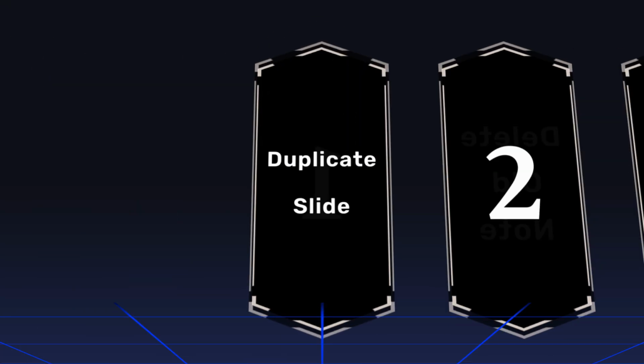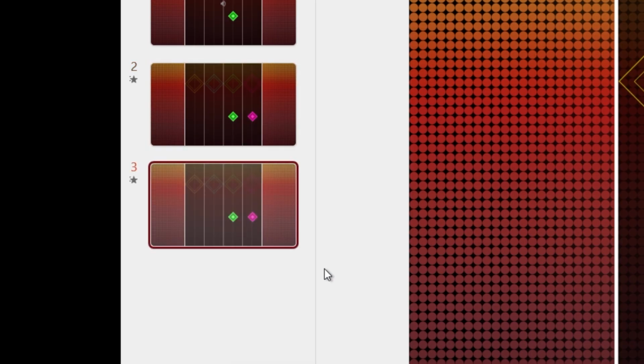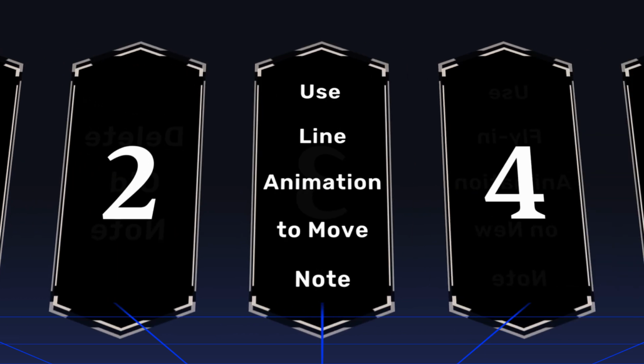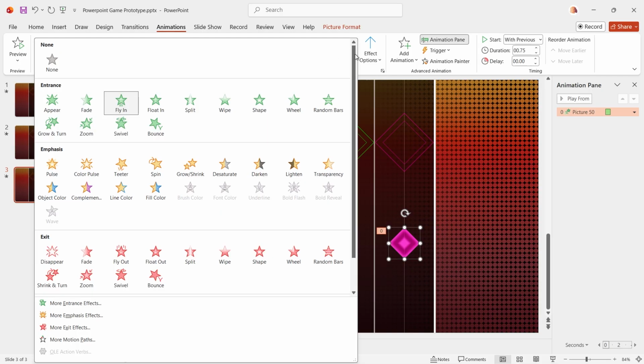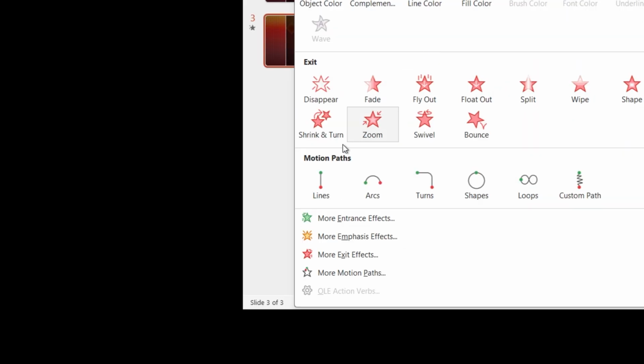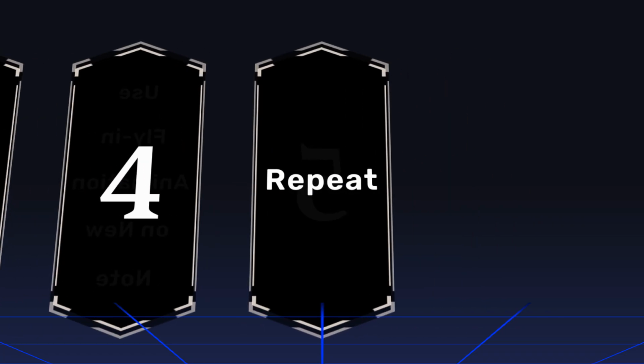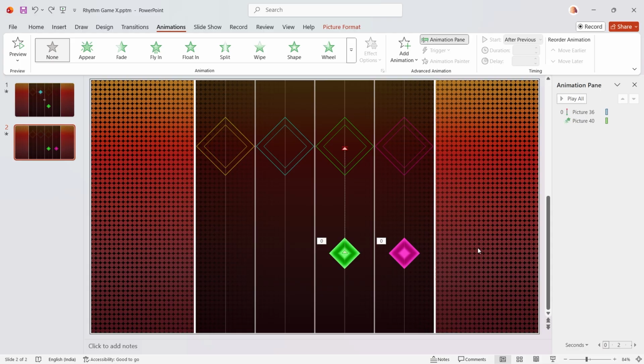First, we duplicate the slide. Get rid of the old note. Then use the line animation to move the note. And use the flying animation on a new note to place it halfway. And we keep doing this until we map the entire song. This is gonna take a long time.